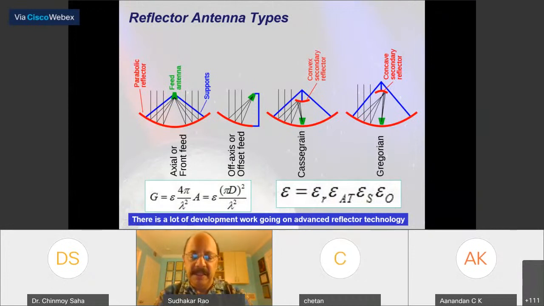But there are a lot of new reflector configurations being developed in advanced reflector technology. So I think there are a lot of variations. People think reflector is just reflector, but it's not. You can shape them, you can use different configurations depending on the applications. So you can make them very compact. So there are other developments going on.